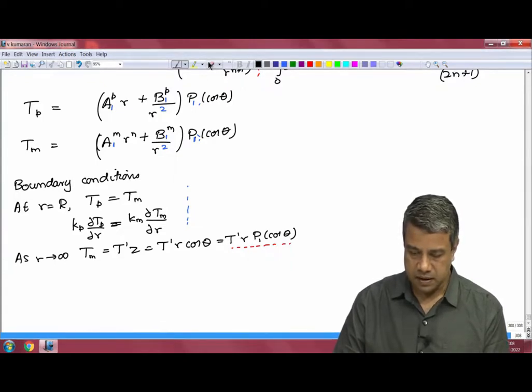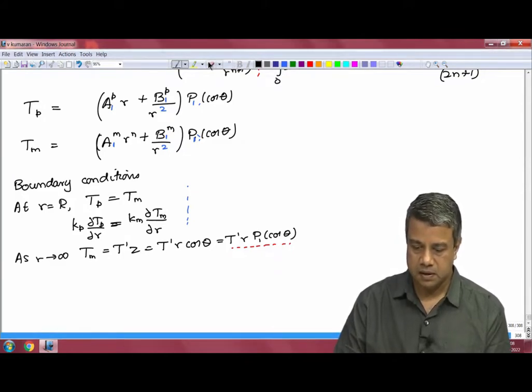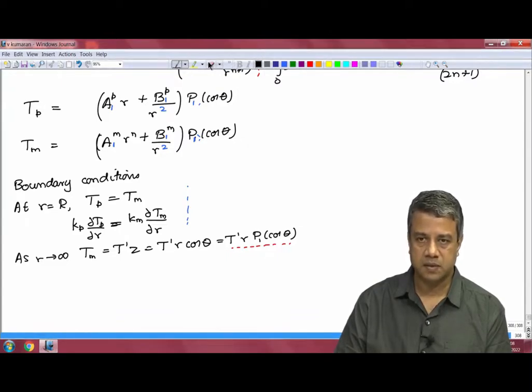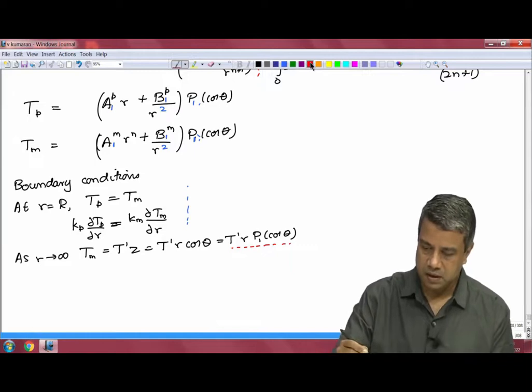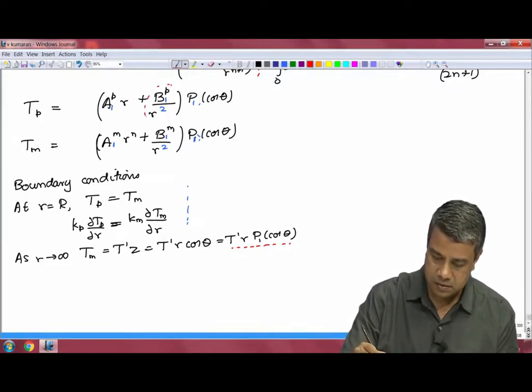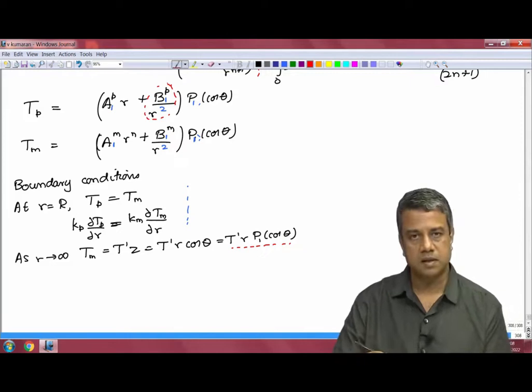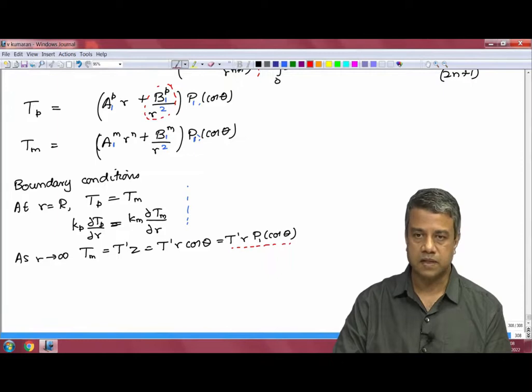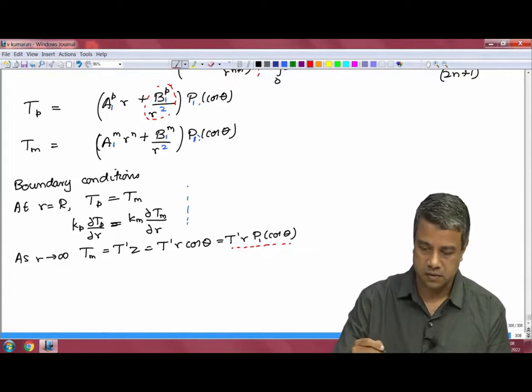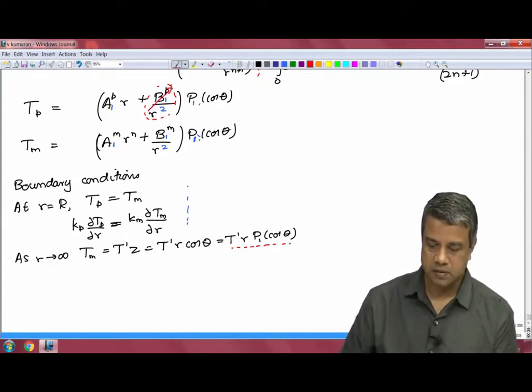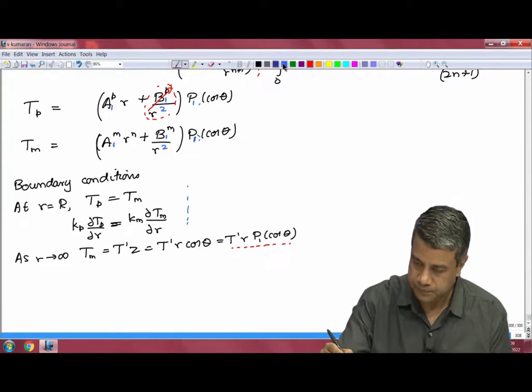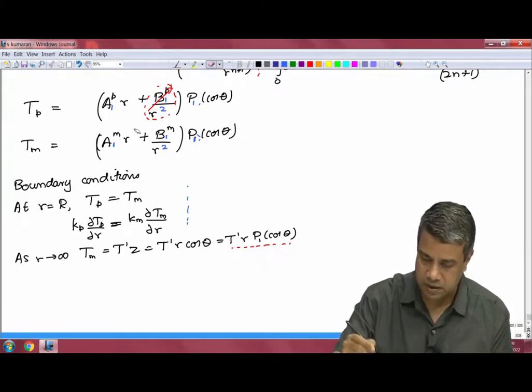Once I have done that, I have to apply the boundary conditions at the surface. Within the particle, the temperature has to be finite. You can see that this term goes to infinity at r is equal to 0, which is within the particle. There is no physical boundary there, and therefore, the temperature cannot go to infinity at r is equal to 0. So, this coefficient Bp has to be set equal to 0, for n is equal to 1.